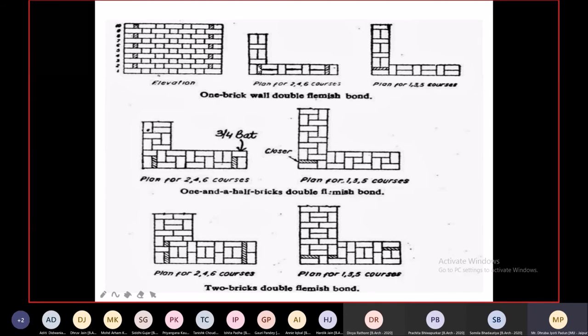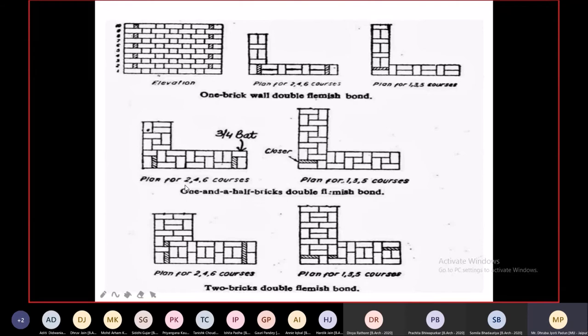Then we need to introduce these closures. Why do we have to introduce these closures? If you do not introduce these closures, what would happen? These joints would come on the same line. Are you getting the point? If we do not introduce these closures on these layers, these joints would come on the same line. To avoid this, we should introduce closures in Flemish bond as well as in English bond. On the corners, we have to introduce closures. Correct. So this is one brick wall Flemish bond.